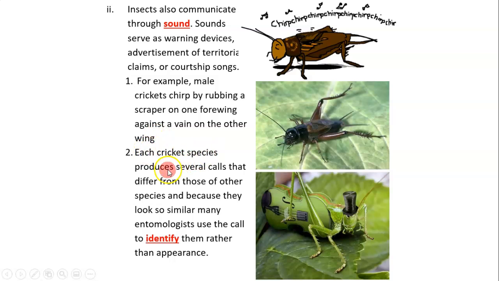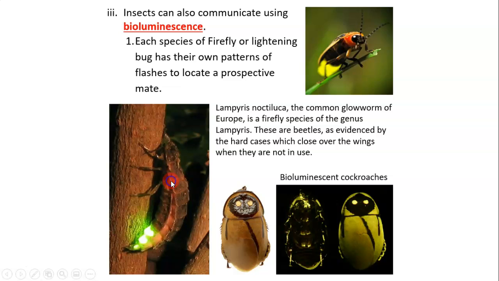Now, all cricket species produce several calls, and those calls differ from those of other species. Even though the species will look really, really similar, entomologists have started identifying species of crickets not by how they look, but by how they actually sound, by these sounds that they make.